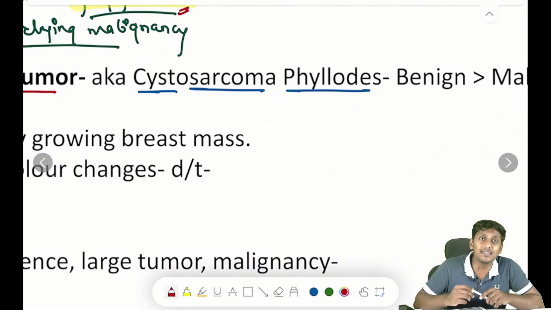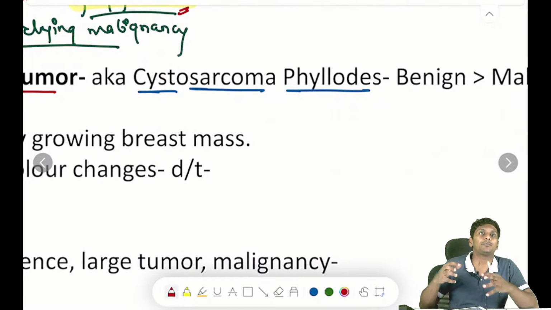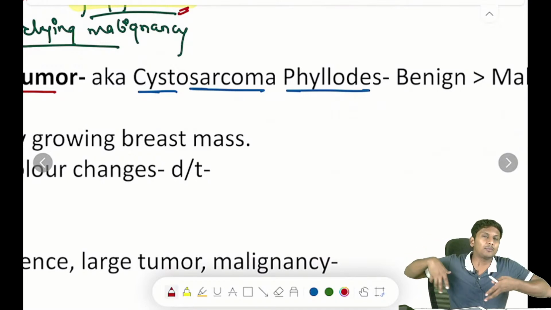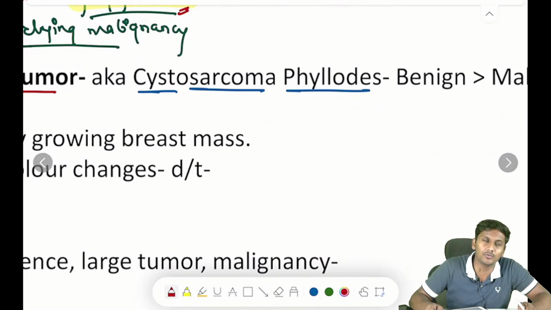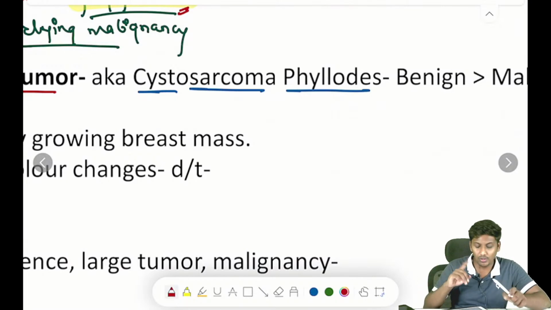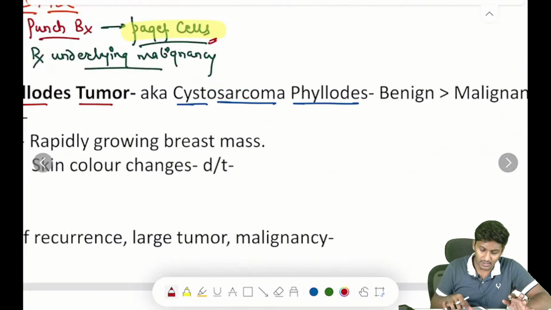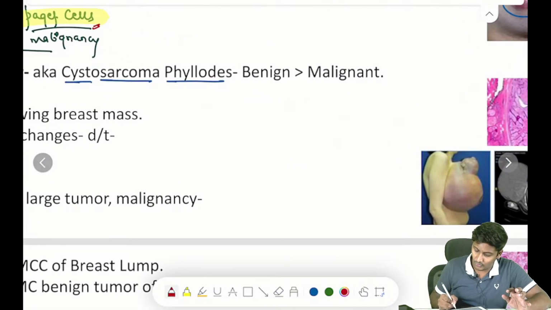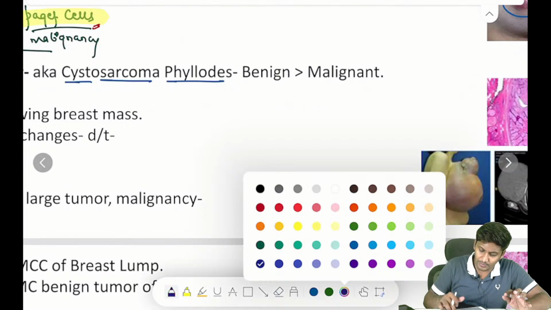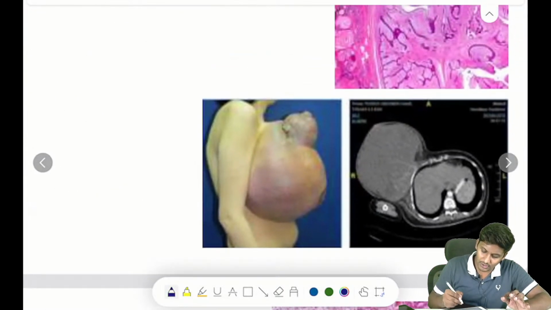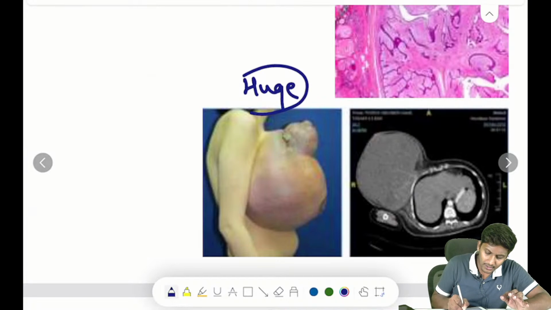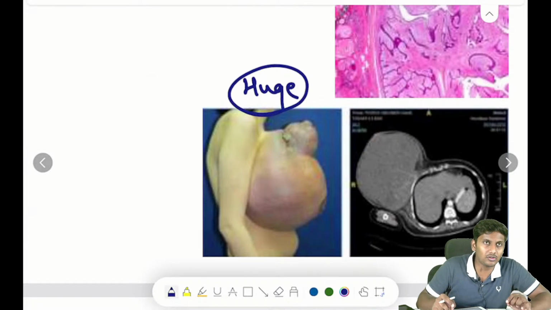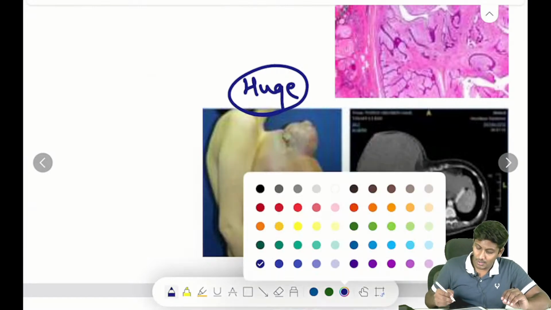You have to remember, this is the largest type of breast tumor. If a breast tumor is very big, the largest type of breast tumor, it has to be a phyllodes tumor or cystosarcoma phylloides, because all other breast tumors cannot be giant or huge. Only a giant or huge breast tumor is phylloides. Though it is a very huge breast tumor, as you can see in the picture, can you see this is such a huge breast tumor, but important is majority of the cases of cystosarcoma phylloides are benign in nature. You have to remember, majority of the cases are benign in nature.